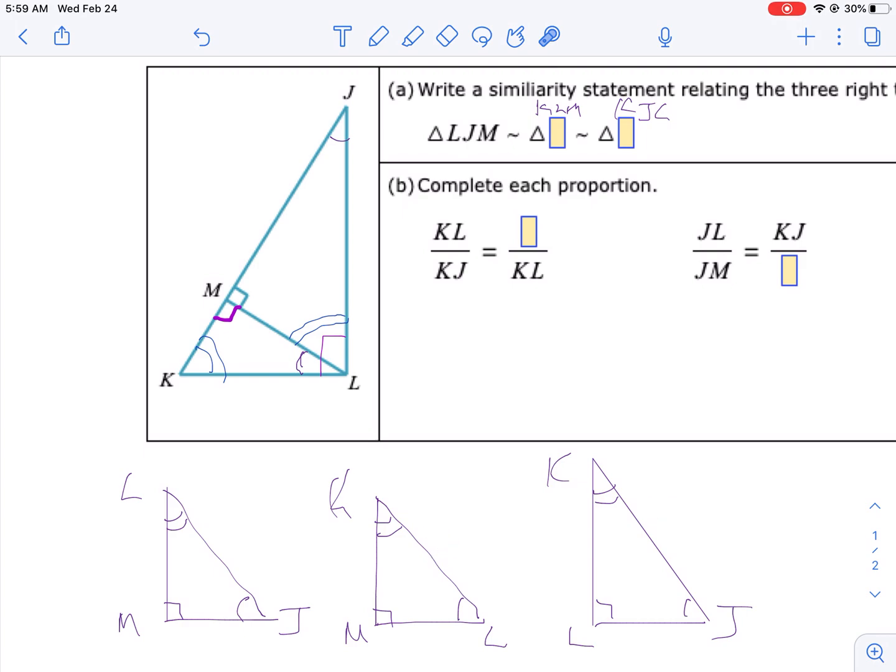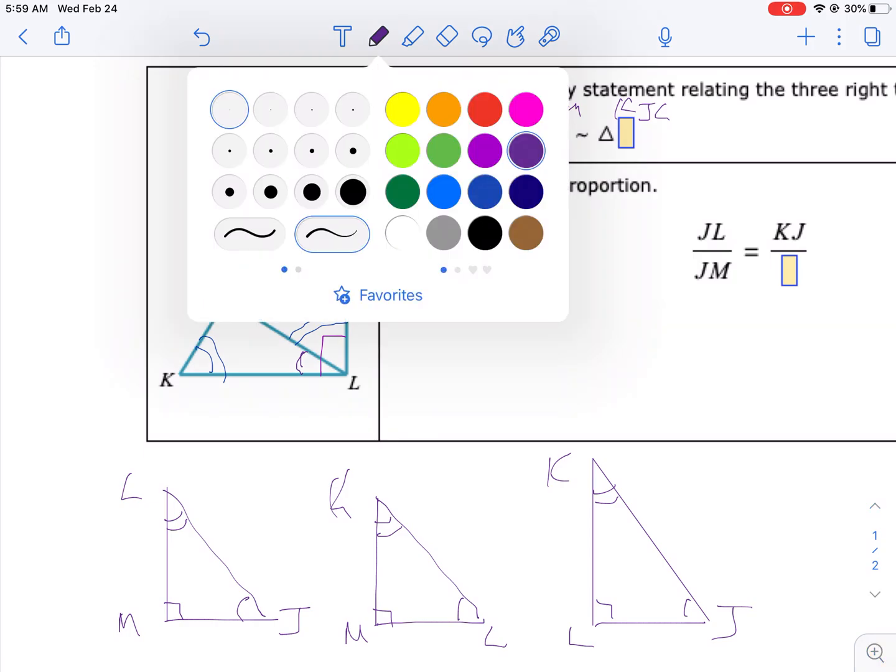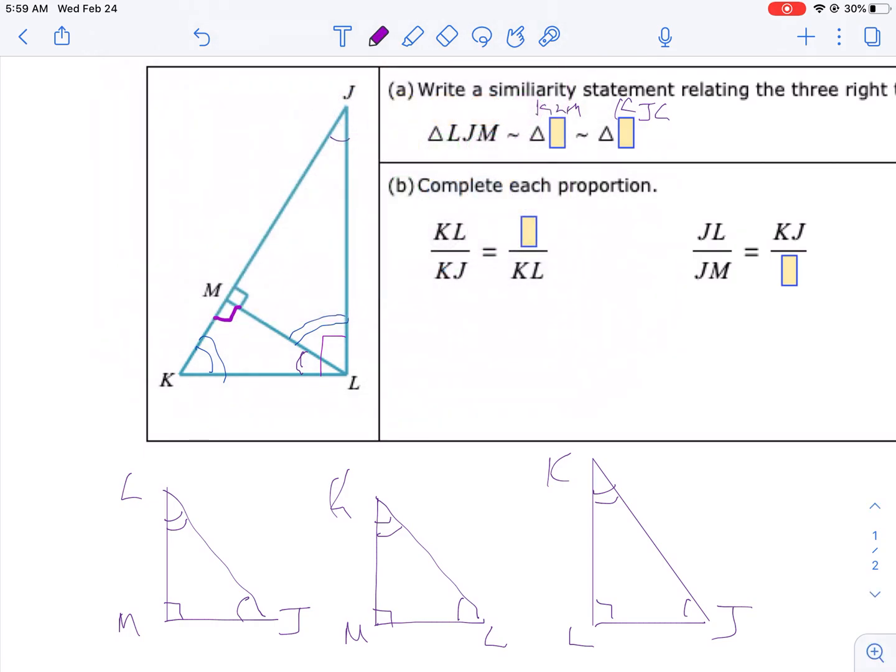See how KJ is my hypotenuse, and then KL will be my vertical side. So what corresponds to KL in the first triangle? That would be KM. Now let's look at my second ratio. I've got JL is to JM. You got to find that. Okay, JL is to JM.